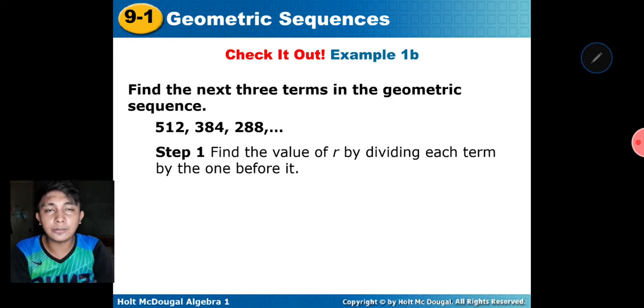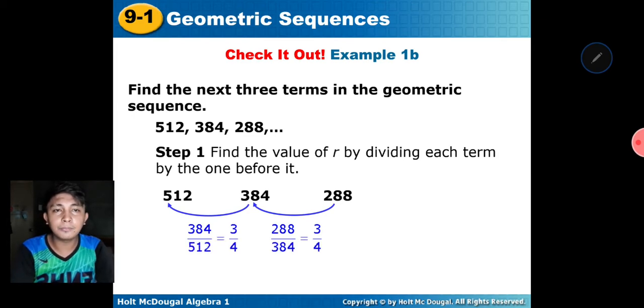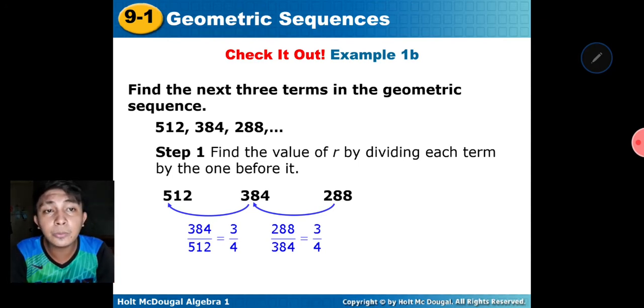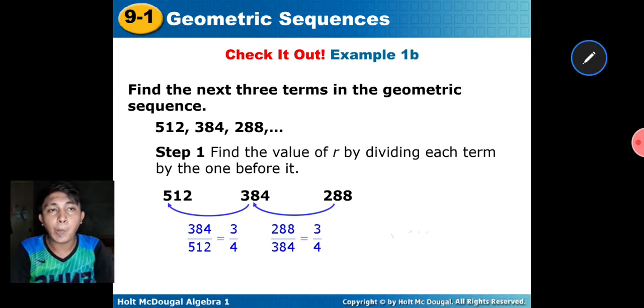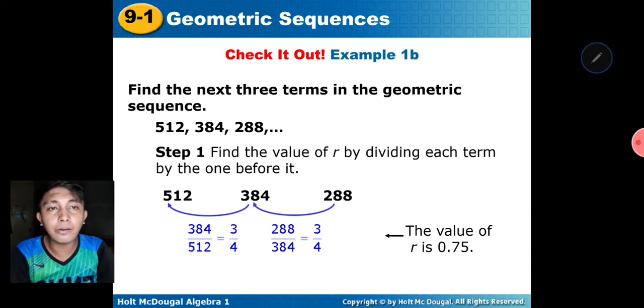Okay, find r. We divide the second term by the first term, and the third term by the second term. So 384 divided by 512, and 288 divided by 384. So we have now 3/4. So 384 divided by 512 is 3/4, and 288 divided by 384 is 3/4. So now we have a common ratio. So the value of r is 0.75 or 3/4.